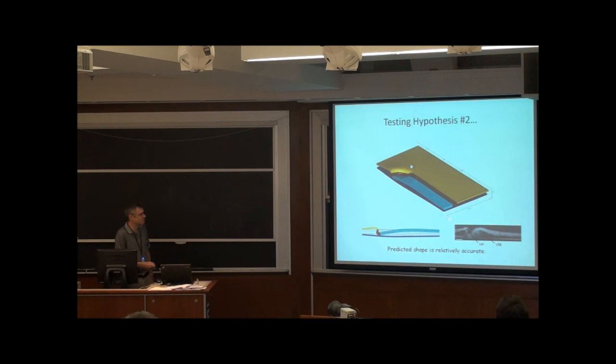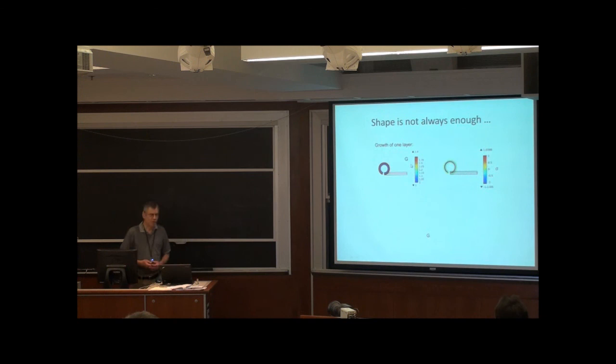If we look at a cross section of the model, you see this is the shape generated for the head fold, and it looks very much like the experimental shape. So the predictive shape is relatively accurate. And again, you might think, okay, you got it, you're done. But as I mentioned before, shape really is not always enough. Sometimes maybe it is for what you need, but usually it's not.